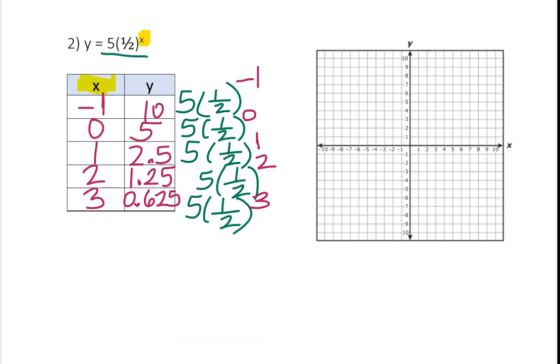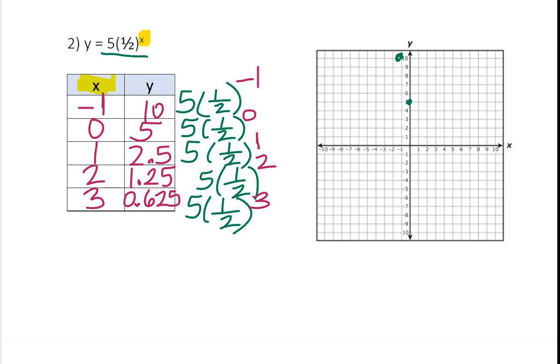Okay, so now I'm ready to graph these points. I'm starting off with the first one, which is -1, 10. My x value is -1. My y value is 10. Next, I have 0, 5. I'm sorry, I put that at +1. My x value is a -1, so it's -1, 10. Next, I have 0, 5.